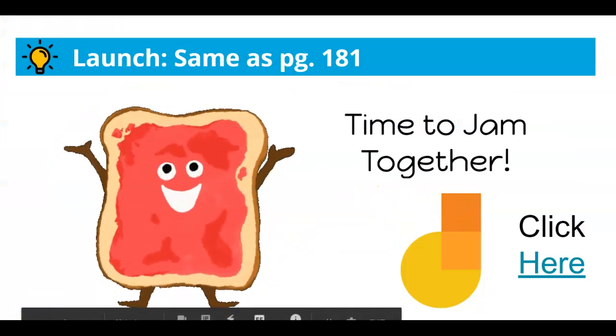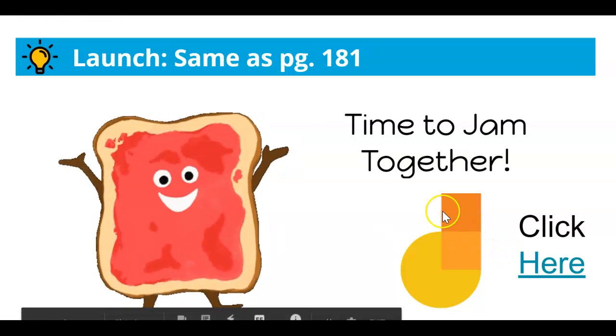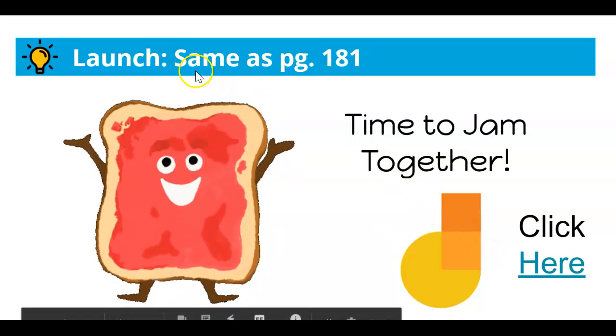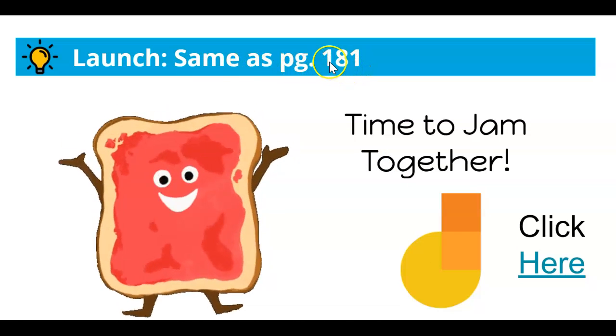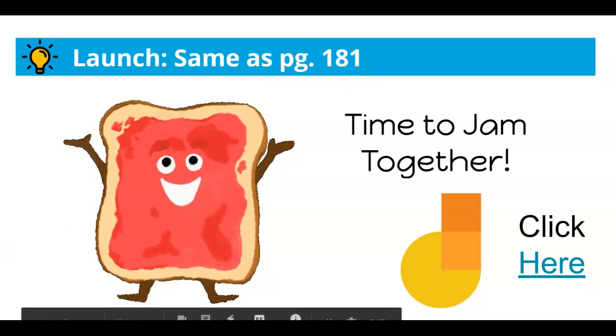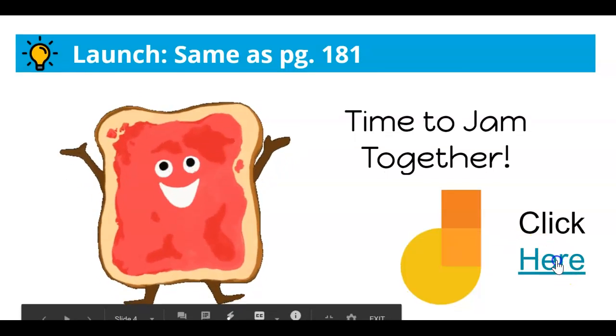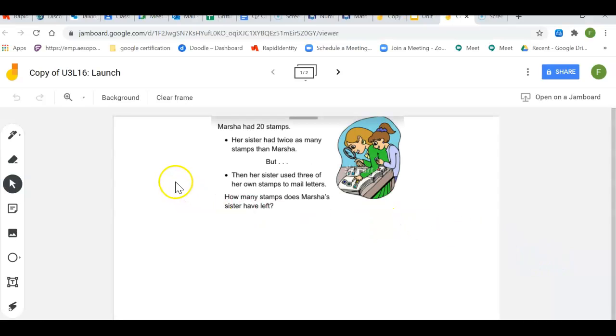And on this page, we're going to do some work on a Jamboard in just a few minutes. But it's the same as page number 181 in your math binder. So I'm going to click here to go to our Jamboard, and it brings up a problem, and I'll go ahead and read it. Marcia had 20 stamps. Her sister had twice as many stamps as Marcia, but then her sister used 3 of her own stamps to mail letters. How many stamps does Marcia's sister have left?